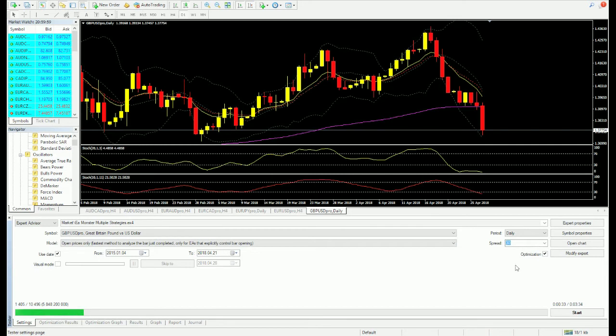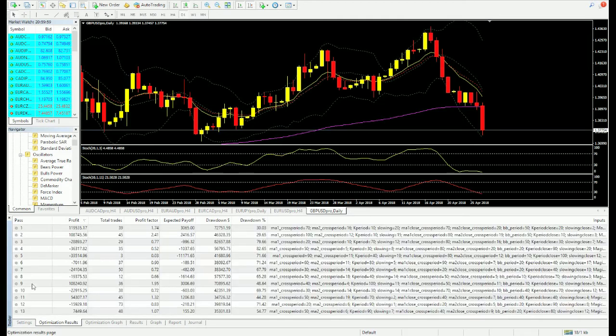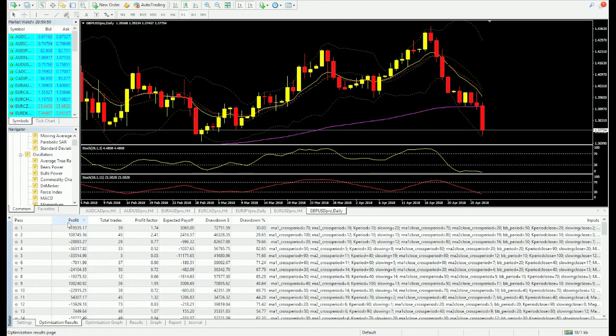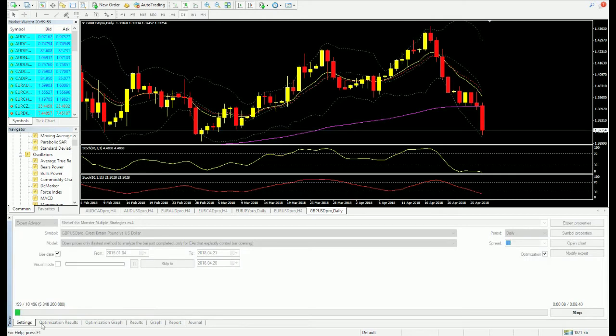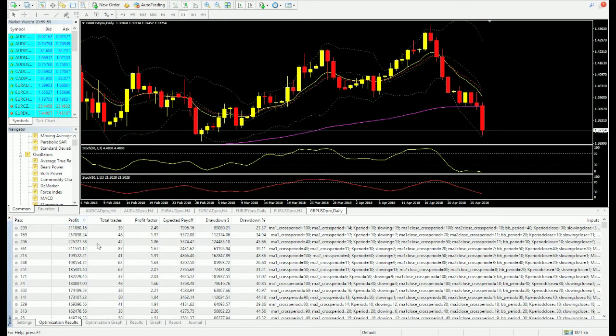And we're going to click optimize here. We're going to do something really simple here, and that's it. Get ready to go. Make sure visual mode is not checked off. We're going to click start, and we're going to watch it optimize now. What I do is I actually sort this as it's optimizing. If you notice how quickly it's optimizing right now, it's already up to 244, and we're already seeing 311,000 profit here.